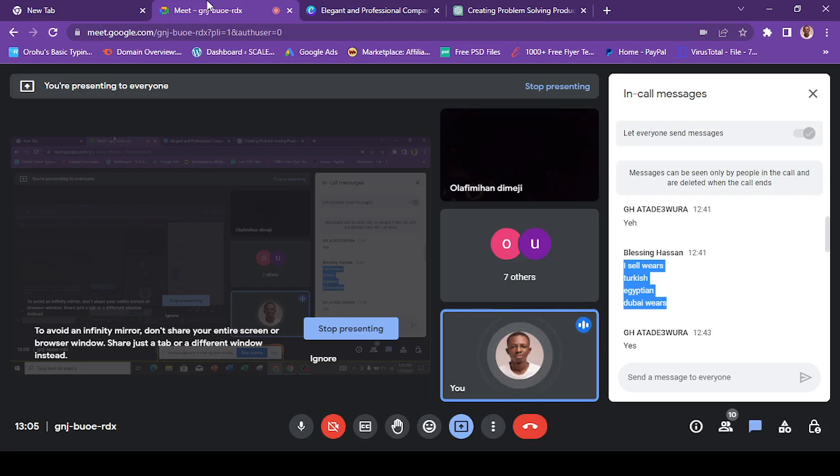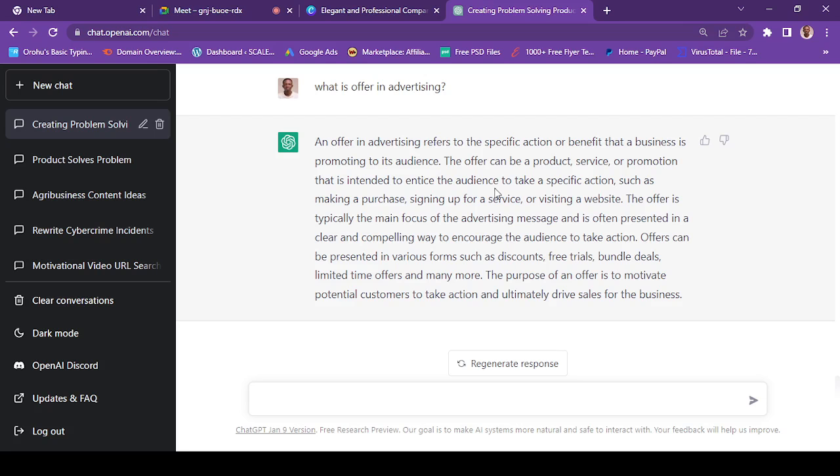And that's why you need to pay attention to what people are already doing so that you don't miss it. Let's read further what this AI is saying. The offer can be a product, service, or promotion that is intended to entice. Can you mark the word entice? The intention is to entice the audience, to motivate them into taking an action, into making a purchase, into signing for your training, into signing for your services. The intention is to entice them, to trigger them, to compel them into taking an action. That makes that offer irresistible.